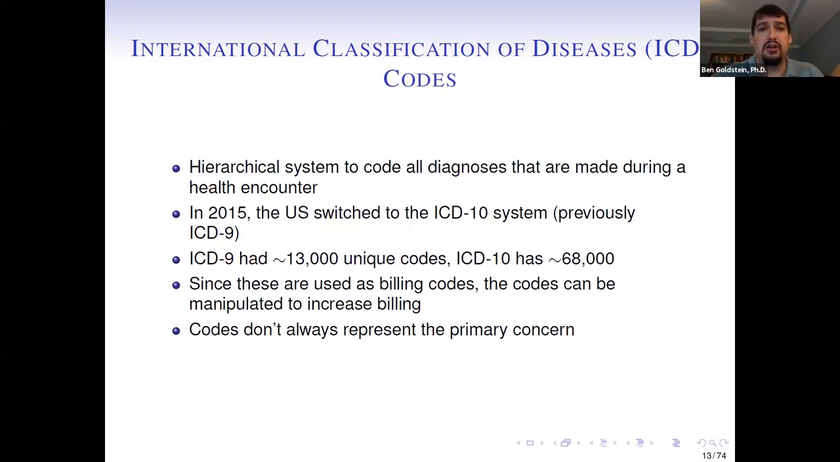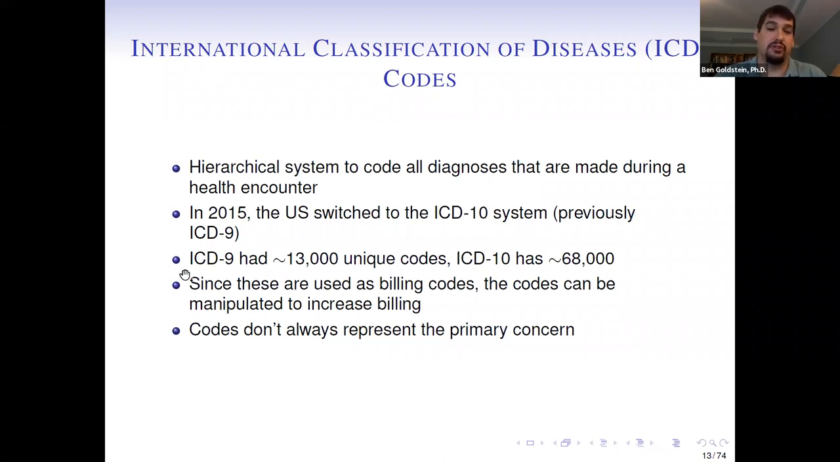As we move into the encounter, we can start thinking about, okay, so how do we actually code what happens? A number you may have heard of are what are called ICD codes, or International Classification of Disease Codes. This is a hierarchical system to code all diagnoses that are made during a health encounter. So this can give you a notion of why someone is in here, but also relates to what's going on with them. In 2015, the US switched to ICD version 10. Previously, we were on ICD version 9. This switch happened in October of 2015. In Europe, this happened a little bit earlier. We're already in the process of looking at what ICD-11 will look like.